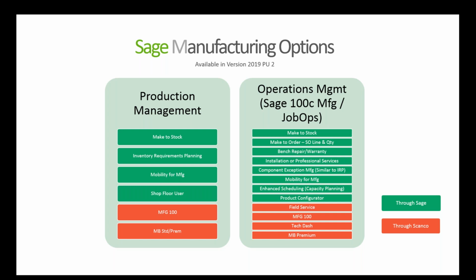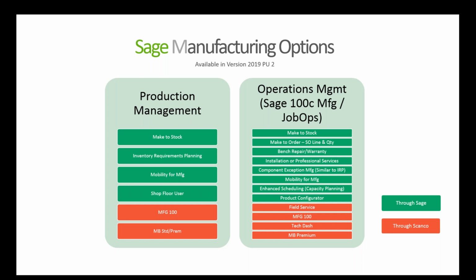But basically, make to order is we're going to build it to the sales order line and quantity. Bench repair, warranty repair, that is something that operations management does out of the box and can be used for customers that need to do any of those type of repair. Installation of professional services. This is one of the areas that's causing the rename. And you know, manufacturing is a very defined term, if you will, but operations management will actually work for a company that just does installation or professional services.